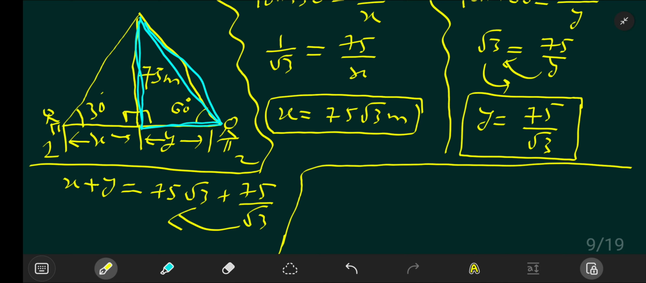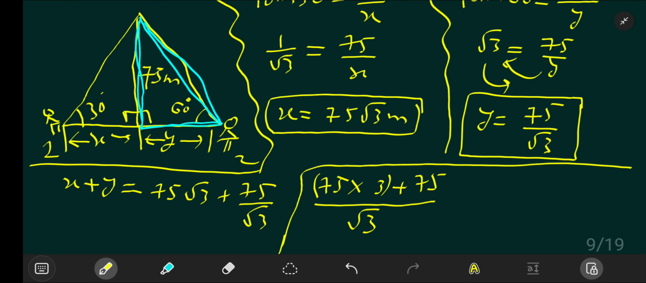LCM is root 3. In the denominator, 1 is there. So we have to multiply the numerator with root 3. So root 3 into root 3 whole square, that is 75 into 3, plus 75 divided by root 3. This is the x plus y value.